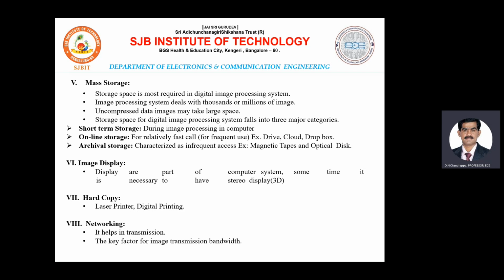So including this networking, totally we have 8 components to process an image, from the input image taken by a camera through the different components. These minimum required components are all very essential.